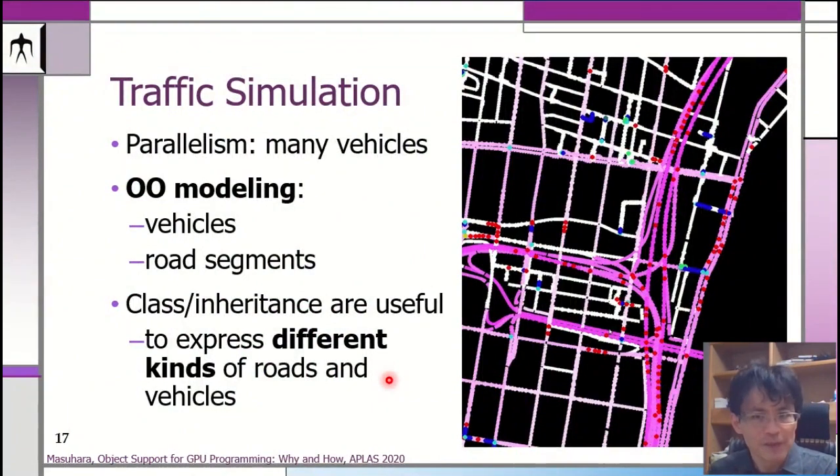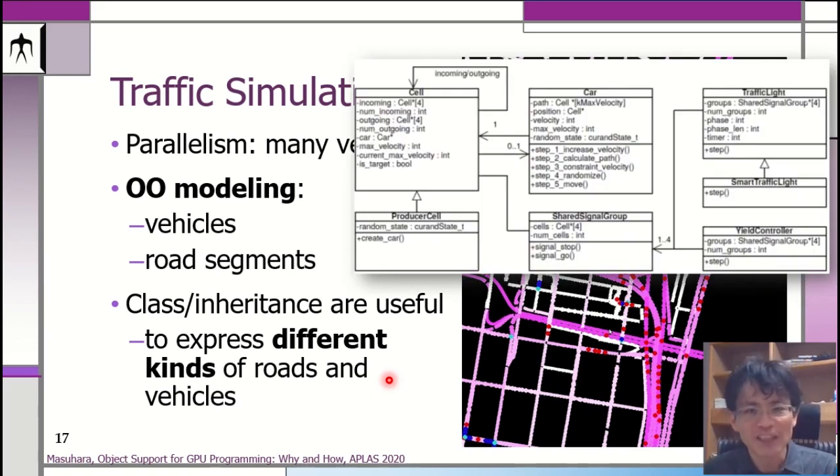So in this traffic simulation, the source of parallelism is from many vehicles running around the city, which can move independently. And in this simulation, object-oriented modeling is even more useful because there are many different types of objects in the world, not only the vehicles, but also road segments, traffic lights, and many other control systems. And those are referencing each other. If we draw a class diagram for this application, then there are already 7 key classes.